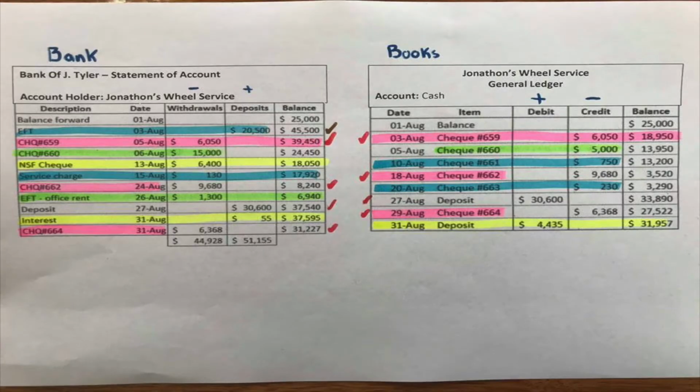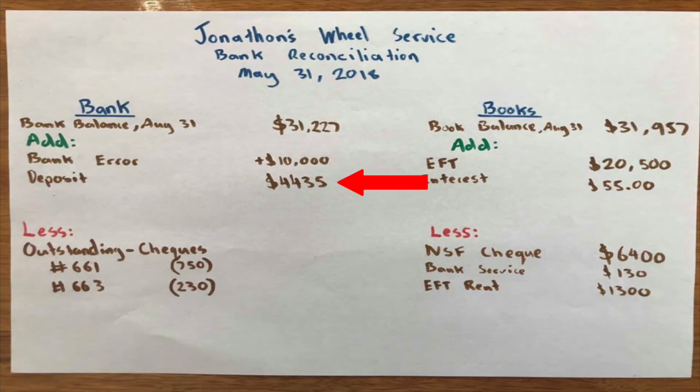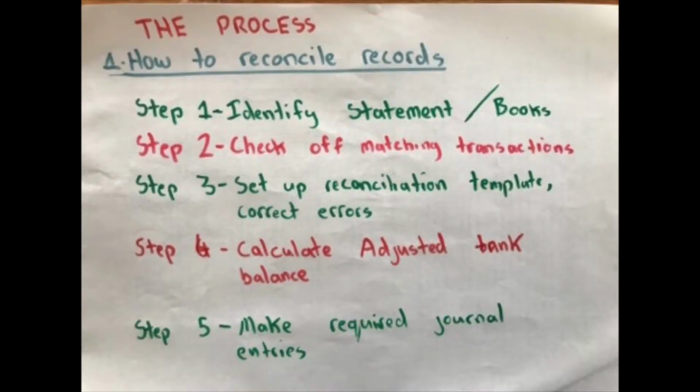The last item that needs to be reconciled is the deposit of $4,435. This was most likely deposited at the end of the last day of the statement period. This means it will most likely be recorded on the next bank statement. To reconcile it, we simply add it to the bank statement. We can now calculate the adjusted balances.